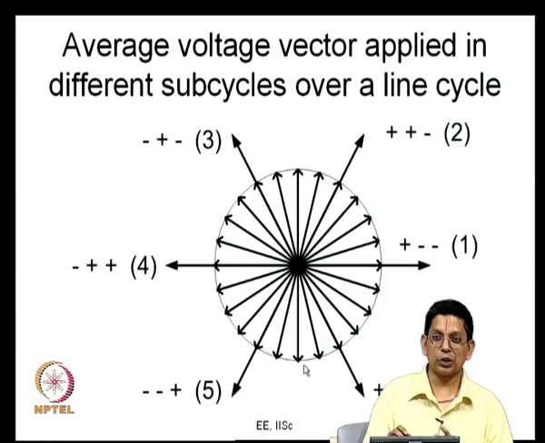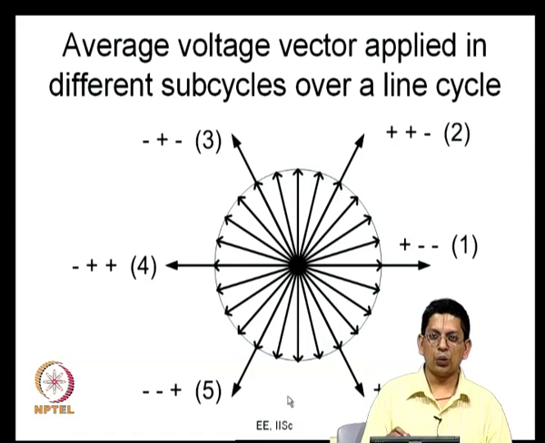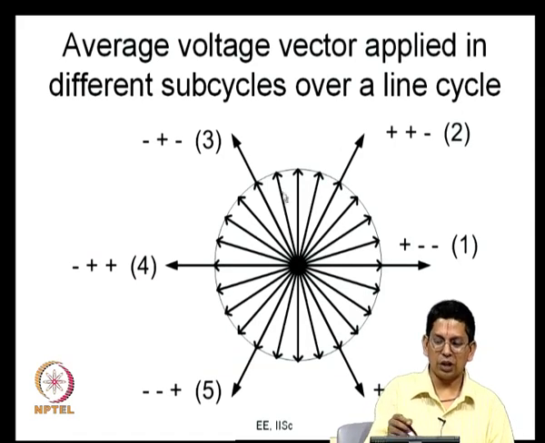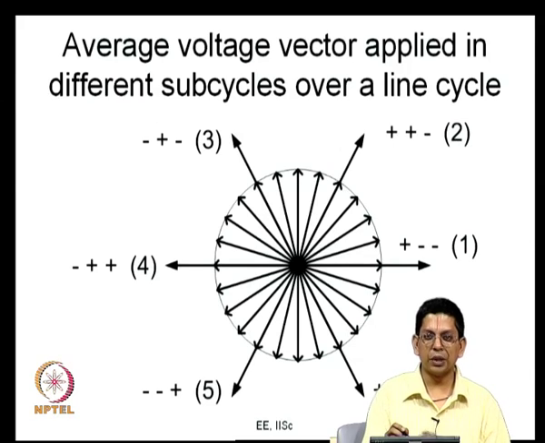That is, you can produce a revolving voltage vector using a 3 phase inverter, and this can be applied to a 3 phase induction machine. So, when you are able to produce a 3 phase voltage vector, it simply means that you are able to produce 3 phase sinusoidal voltages. So, this is about space vector PWM.